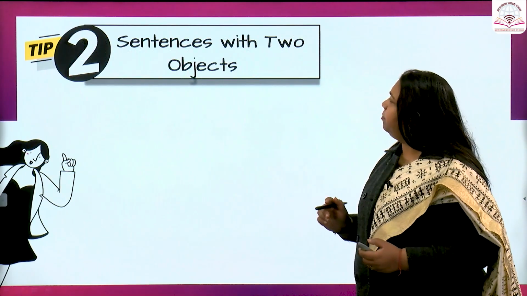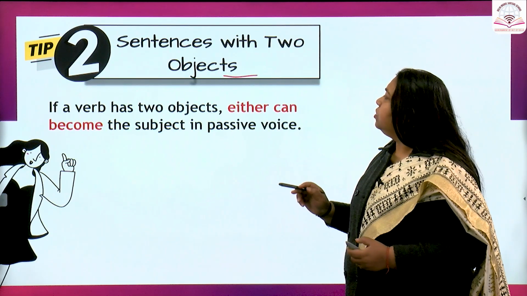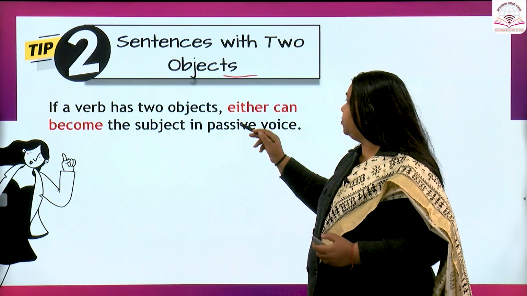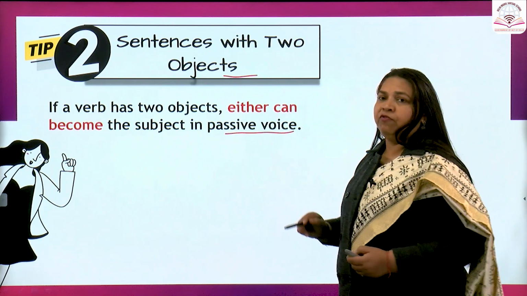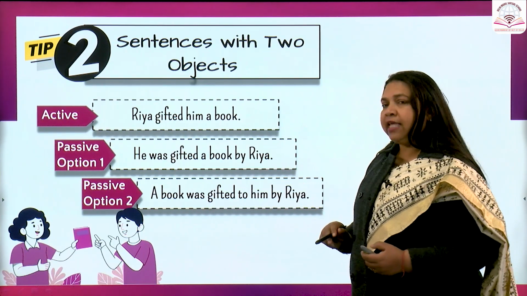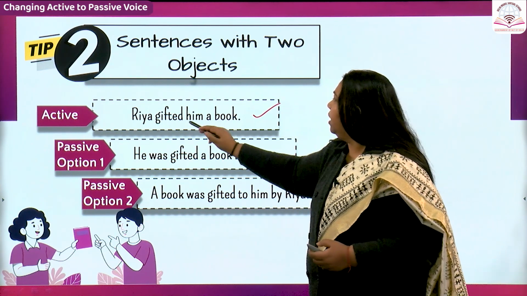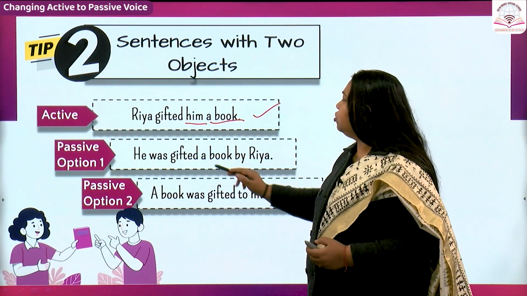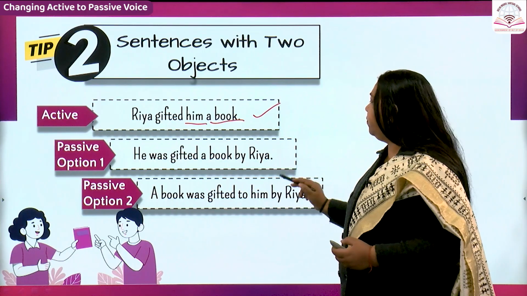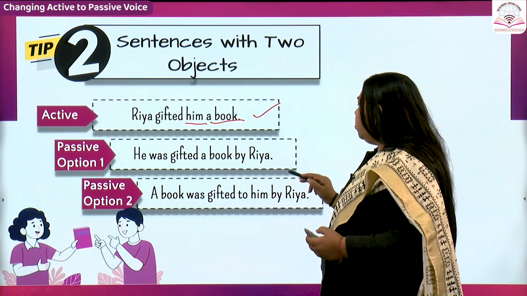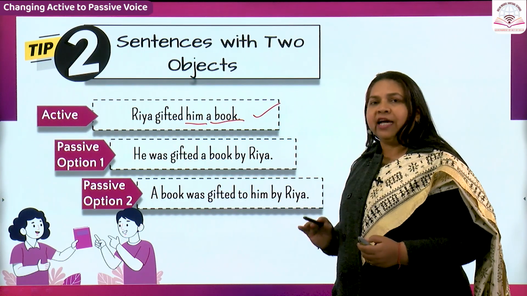And another tip is sentences with two objects. So if a verb has two objects, either can become the subject in passive voice. Let's look at an example. Riya gifted him a book. So him and a book. So first option could be he was gifted a book by Riya, or a book was gifted to him by Riya. Both of them are correct.